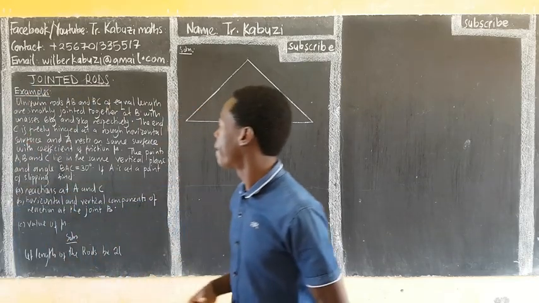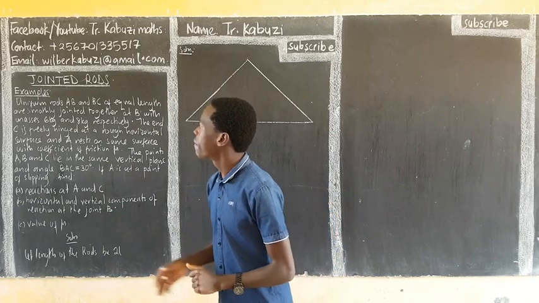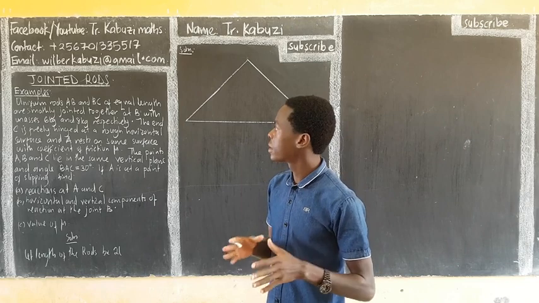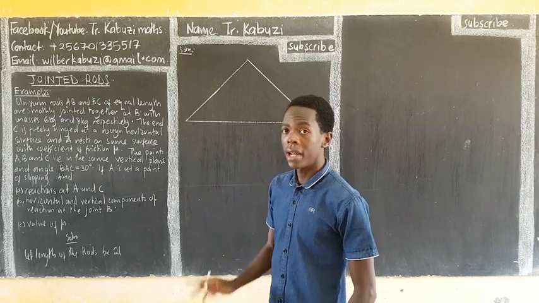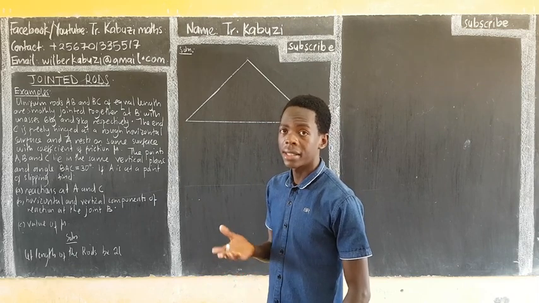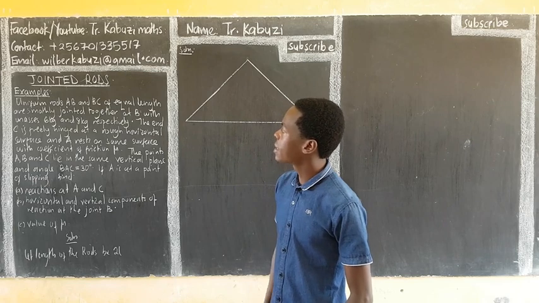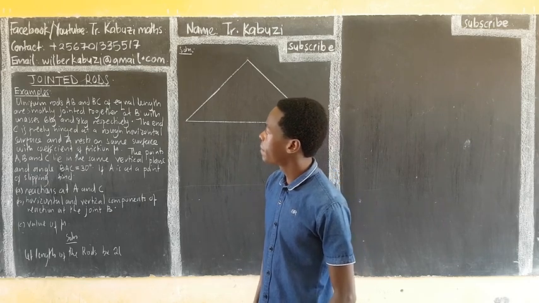Let us see another example. We are still on jointed rods. Uniform rods AB, you hear the word uniform, it means that the weight is going to occur in the middle of that rod, or those two rods of equal length. So the length is equal, but they're not telling us the actual length. They are smoothly jointed together at B with masses 6 kilograms and 8 kilograms respectively.